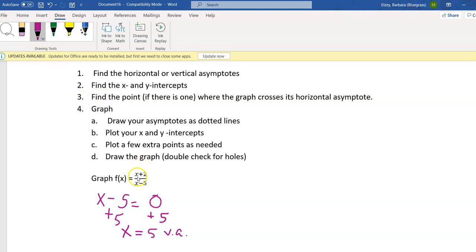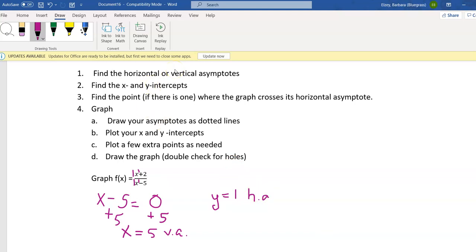So let's look at the degree of the numerator and the denominator. The top has a degree of 1. The bottom has a degree of 1. So what we do is we consider the coefficients in front, since these are the same. And our horizontal asymptote is y equals 1. That's our horizontal asymptote. Horizontal asymptote. All right, now we've got our asymptotes.